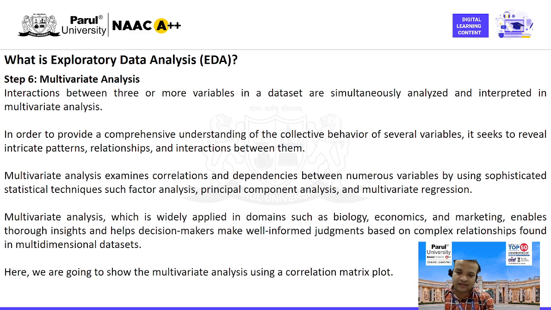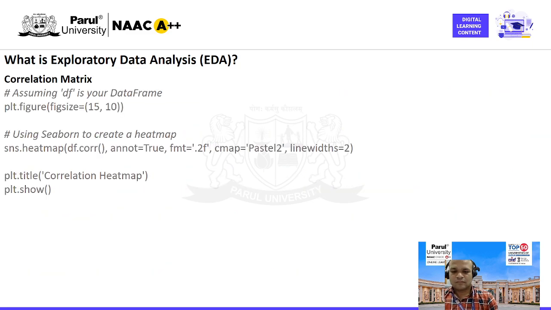Here we are going to show the multivariate analysis using a correlation matrix plot. A correlation matrix plot you can draw with the help of the heatmap function. Assuming df, as we discussed, is your data frame. plt.figure means you want to give the size of the figure, 15, 10. Using Seaborn to create a heatmap, you can represent the correlation matrix.